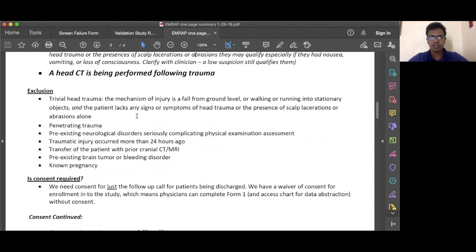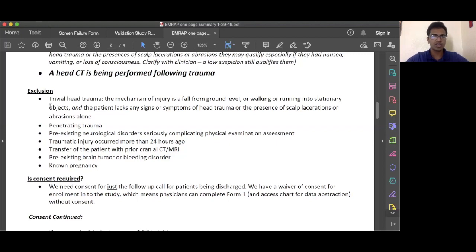One of the exclusions is if the head trauma is trivial, and some examples are on your one-page summary. One of them is if they fell from ground level, then that would be considered trivial head trauma. Also, if they were walking into a stationary object, that could also be potentially trivial. And that's something you also want to double check with the attending at the time to see if they would consider the injury non-trivial or trivial.